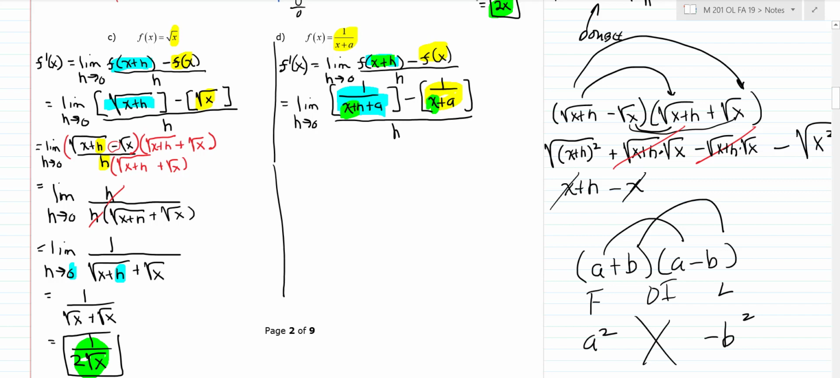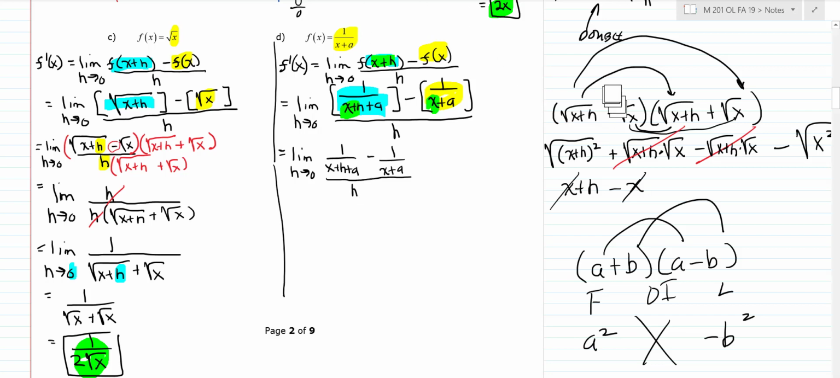That's a worthy thing to just try to do. Just replace those two h's with 0 and see in your mind that we have a 0 over 0 limit. So we're going to do some algebra on this one, and this has to do with how you deal with what's called a complex fraction. So let's write this as 1 over x plus h plus a minus 1 over x plus a, all over h. The idea is we want these things to go away.